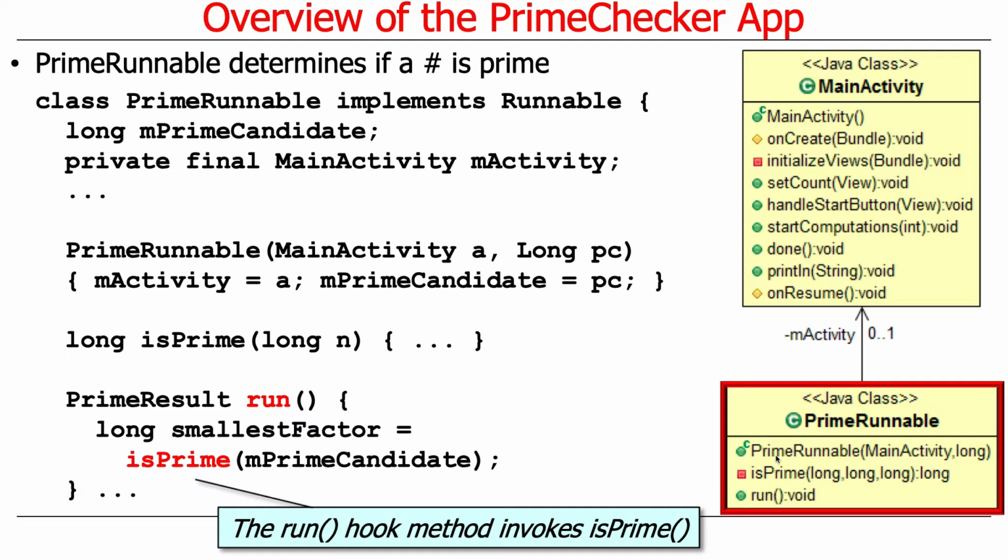And then here's the run hook method. The run hook method is, of course, what's going to get called in that background thread because PrimeRunnable implements Runnable. So this is going to run in the background, and it's going to ask, is this prime candidate, which is what was passed in here in the constructor, prime or not? And it'll give back the smallest factor as the result of that. So the hook method invokes isPrime.